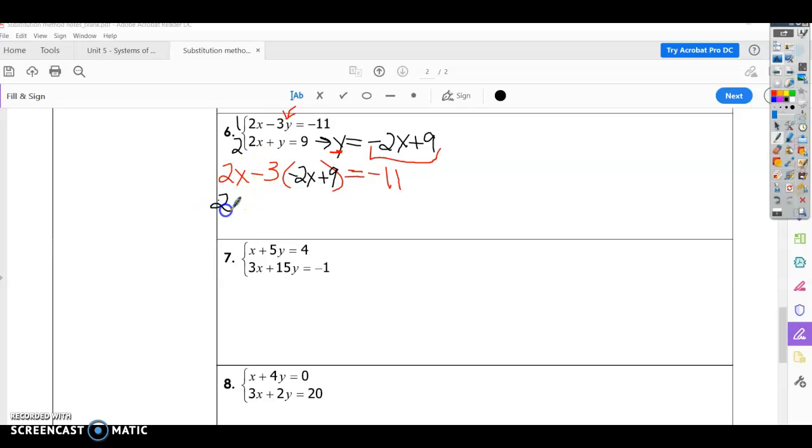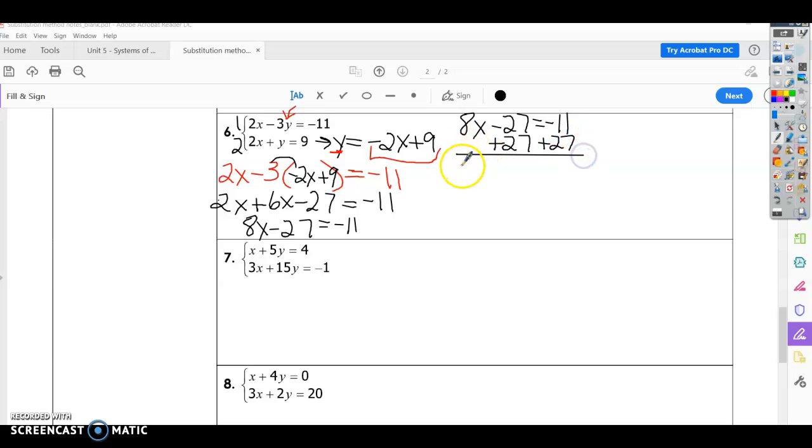All right, so we're bringing down the 2x. Negative 3 and negative 2 give me positive 6x. And negative 3 and positive 9 gives me negative 27. All right, my 2x and my 6x are on the same side, so I'm going to combine like terms and get 8x. And then I'm going to bring that up here so it's easier to read. 8x minus 27 equals negative 11.